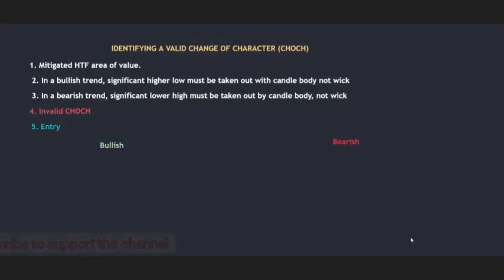All right, guys, so we are looking at identifying a valid change of character. We are going to be looking at what a change of character is for those who are completely new and never heard of the term. First we will look at what makes a change of character valid for us to trade. There are certain conditions that have to be met.